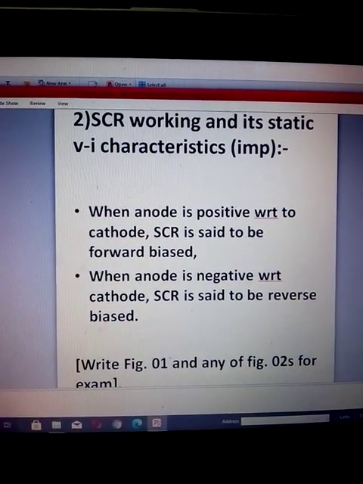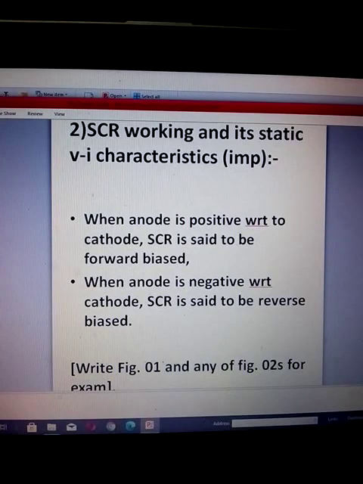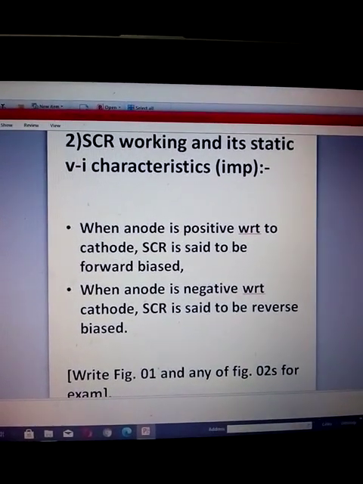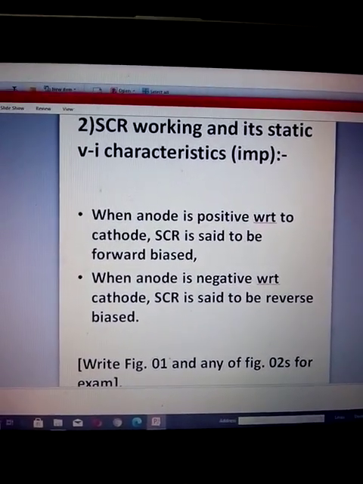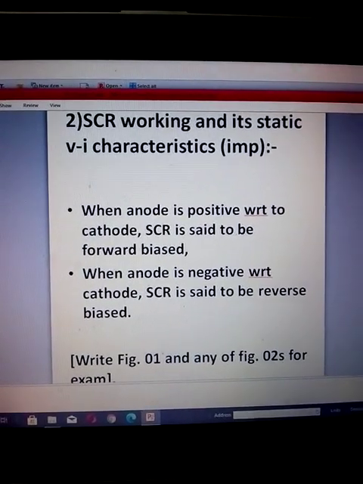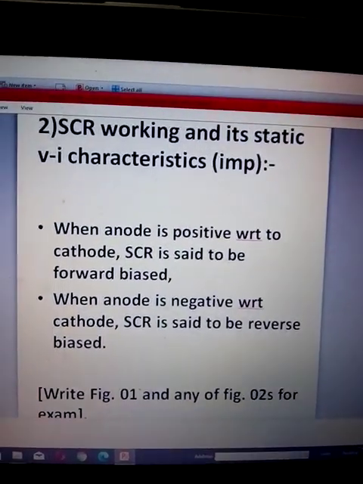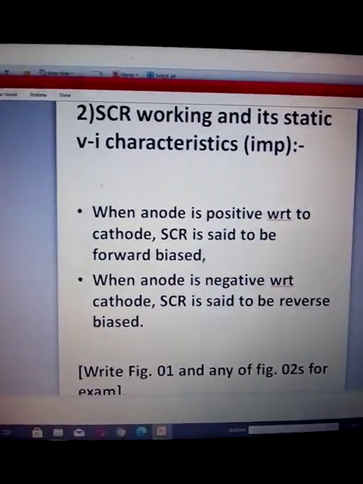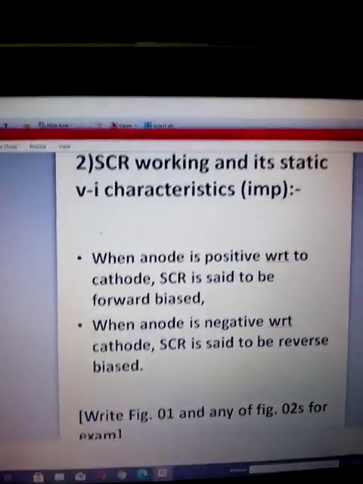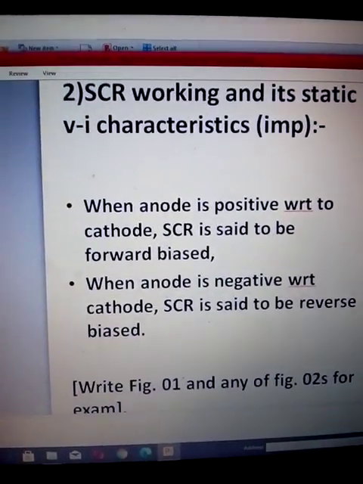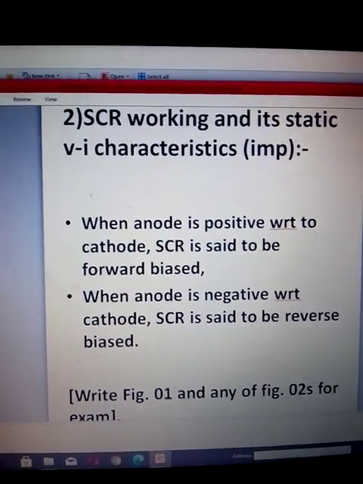Class 4 of Power Electronics of Chapter 2 for KPT Electrical Diploma students, Mangalore. SCR characteristics and working.